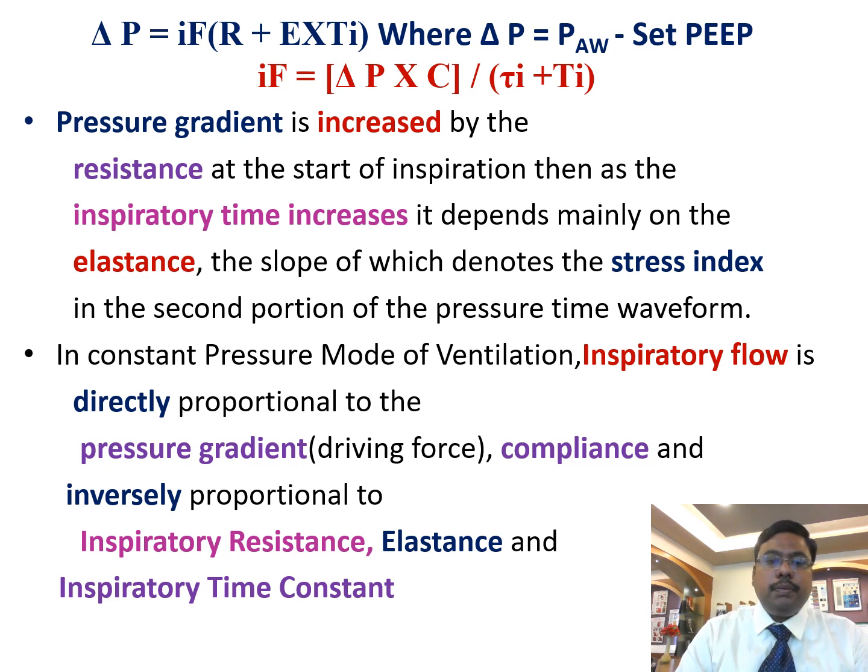we conclude like this. In constant pressure mode of ventilation, the inspiratory flow is directly proportional to the pressure gradient and compliance, and inversely proportional to the inspiratory resistance, elastance and inspiratory time constant. So inspiratory flow is equal to delta P times compliance C divided by inspiratory time constant plus inspiratory time.